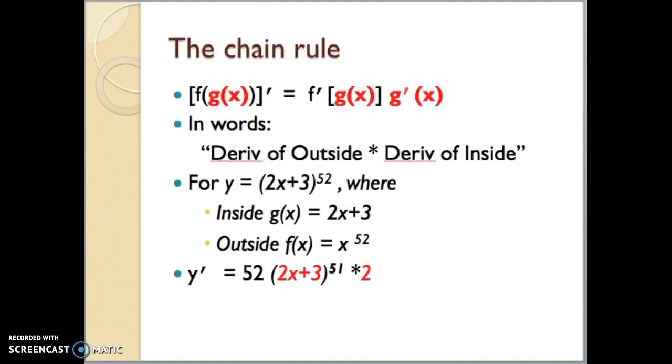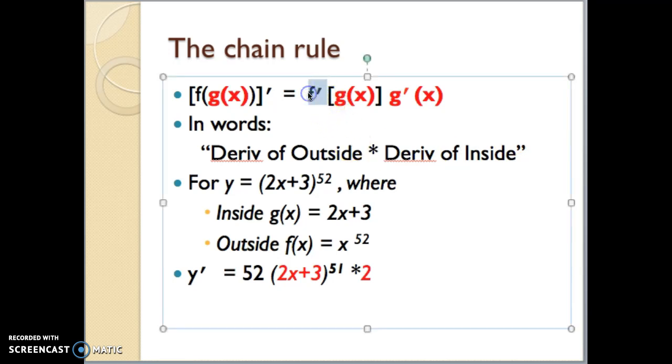So the chain rule is where if we take f of g of x and take the derivative, then it's equal to f prime of g of x, the derivative of the outside function just evaluated at the internal piece, times g prime of x. In other words, we take the derivative of the outside function and multiply it by the derivative of the inside function. So you can think of this as being a product here.